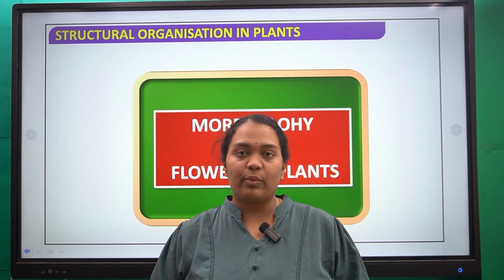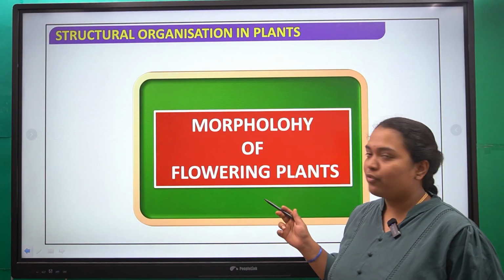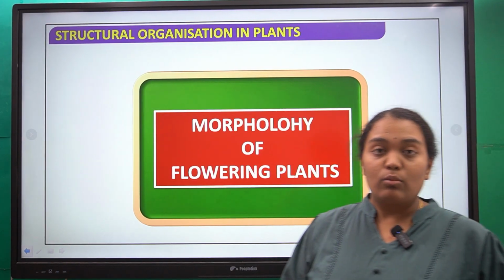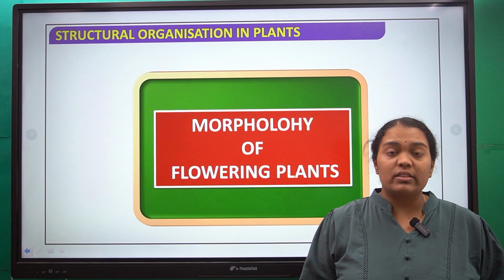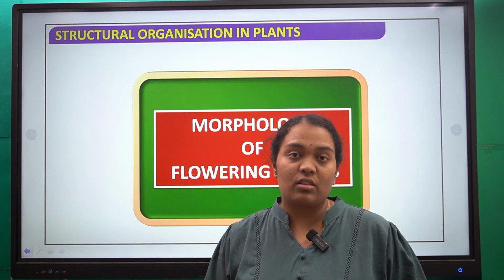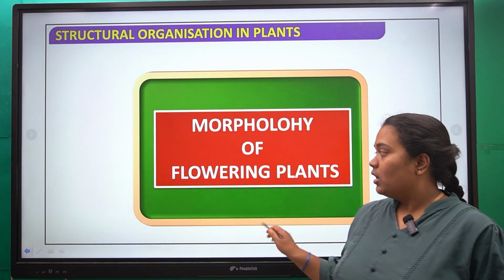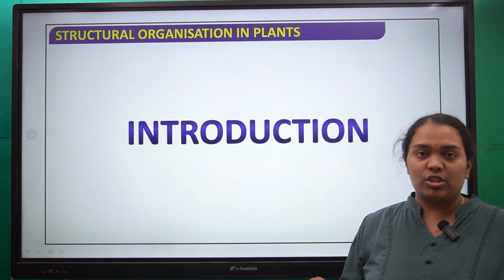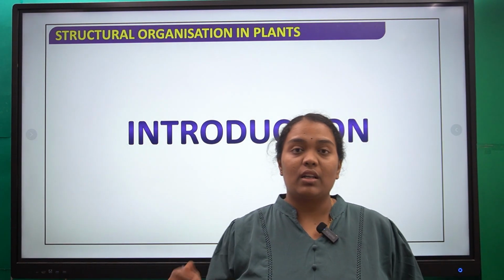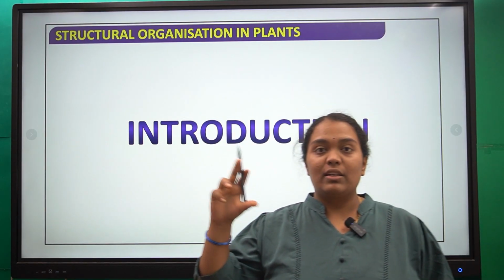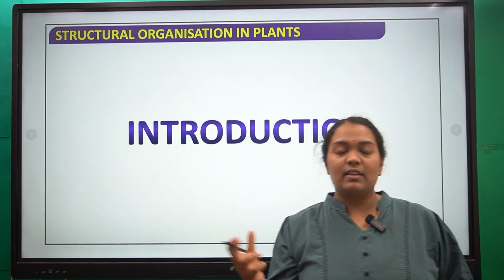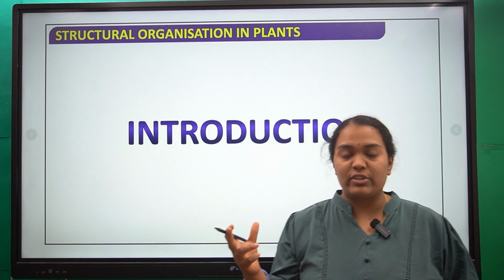We are continuing with the topic that is morphology of flowering plants, which is something related to the subject that is botany, where you study about the plants, their structure, their variations and so on. So coming to the introduction, morphology means what? It is nothing but how the flower or how the leaf, what are the different types of variations in that leaf when you see it from the outer surface.